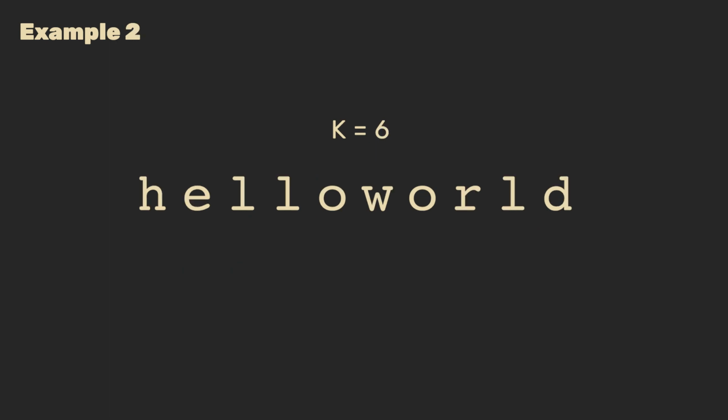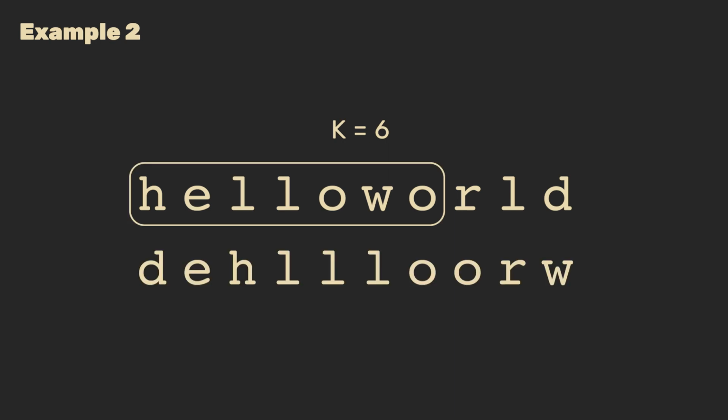In example 2, the string is hello world and k equals 6. It turns out that in this case, we cannot sort the string by using long swaps. Please have a look at an example window of length 6 and the sorted string. Do you see why?